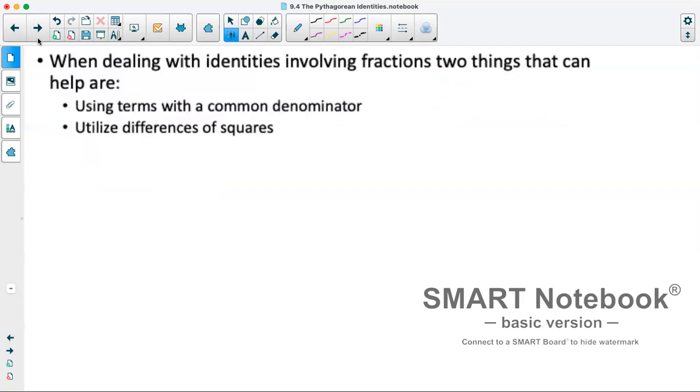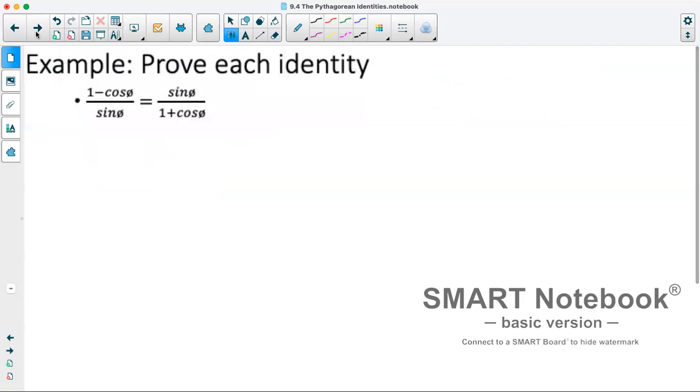Okay, next we're going to start dealing with some identities that involve fractions. When dealing with identities involving fractions, two things that can help are using terms with a common denominator, so we can combine what's in the numerator, or utilizing differences of squares. So for example, prove each identity. We've got 1 minus cos theta over sine equals sine theta over 1 plus cos theta.